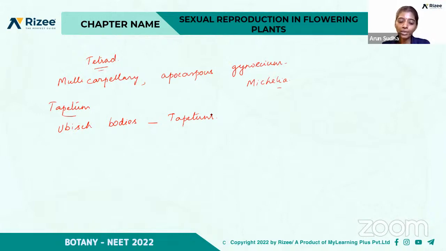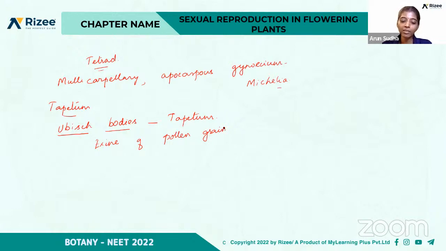Then Ubisch bodies are associated with the development of embryo, pollen grains, endosperm, embryo sac. Ubisch bodies are associated with the development of pollen grain. Yesterday we saw, right? That is, they are associated with the formation of exine of pollen grain. That is the outer layer of the pollen grain, right? So B is the right answer.